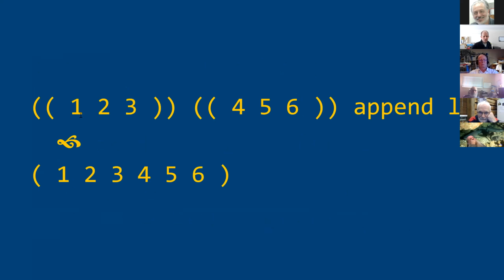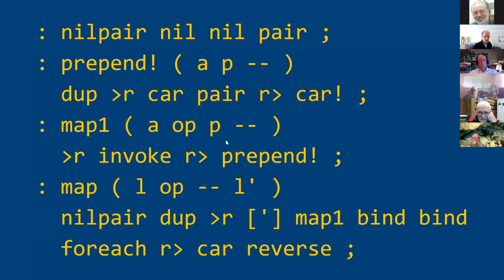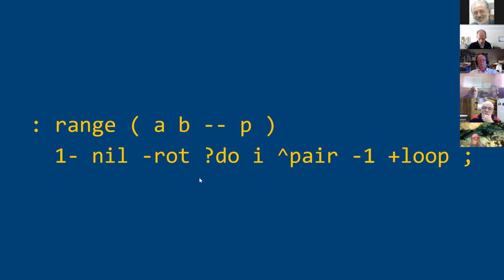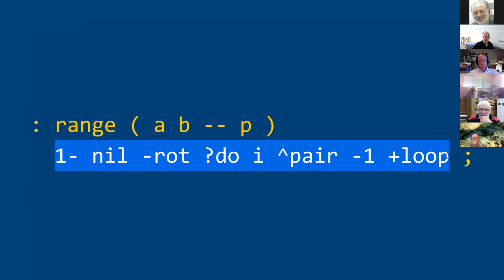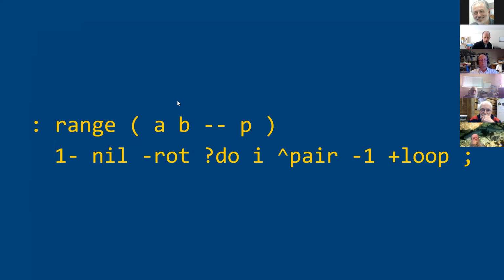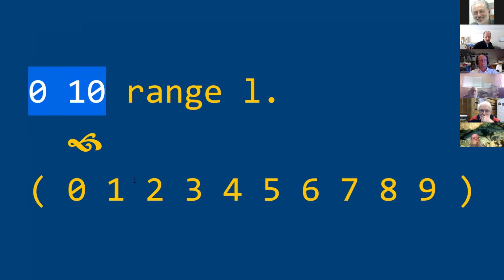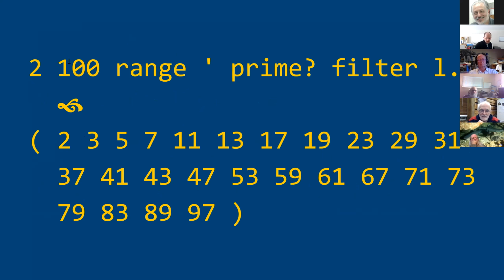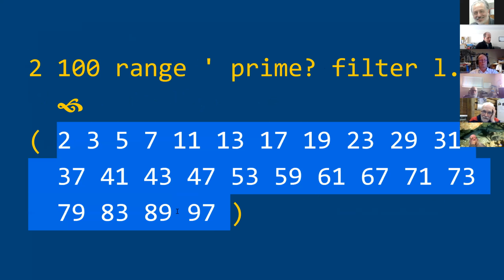You can build append and be able to take two lists and append them together. And you can build map, which takes a list of items and applies an operation to it. So like here, we're squaring each element in the list. You can build a range operation to create a list that covers a certain range, so from 0 up to 10, and out you get your range. You can build a filter operation that lets you filter the elements in a list. So if you had the range of numbers from 2 to 100, and you filter just the ones that satisfy the prime test, out come the primes.